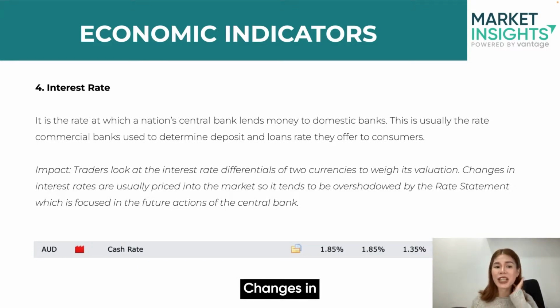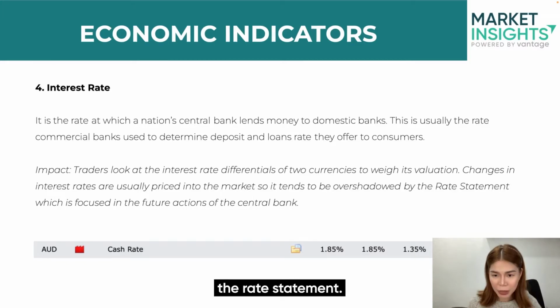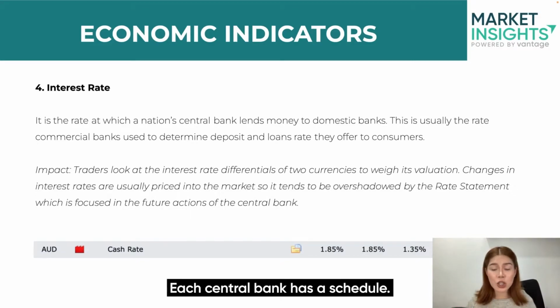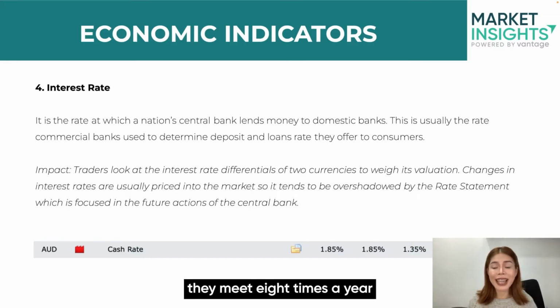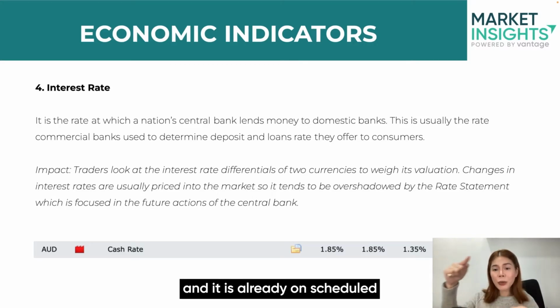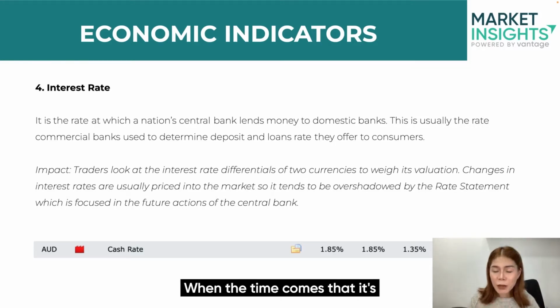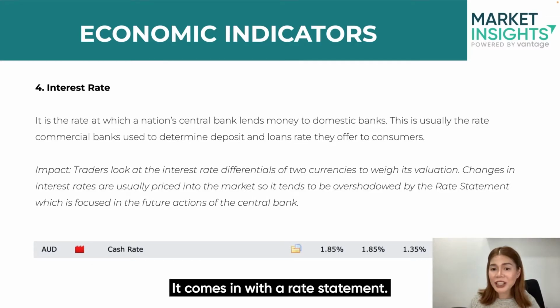Another one, changes in the interest rates are usually priced in, so people are looking forward to the rate statement. How does it go? Each central bank has a schedule. For example, the Federal Open Market Committee, or FOMC, they meet 8 times a year, and it is already scheduled way ahead for the year. When the time comes that they are scheduled to announce the cash rate, or the FOMC federal funds rate, it comes with a rate statement.